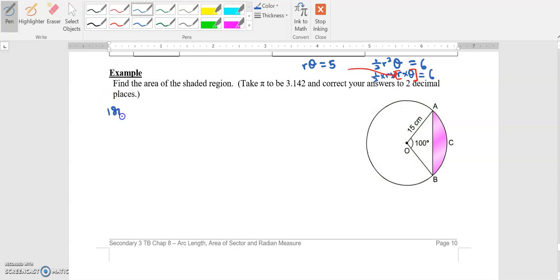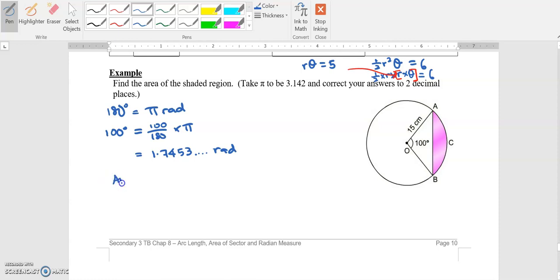First and foremost, we know that 180 degrees is equal to pi radian. Therefore, if I have 100 degrees, it is as good as 100 out of 180 times pi, and that will give me 1.7453 and so on radian. I am not going to round off, because if I round off at this stage, I may end up with a super rounded off answer.